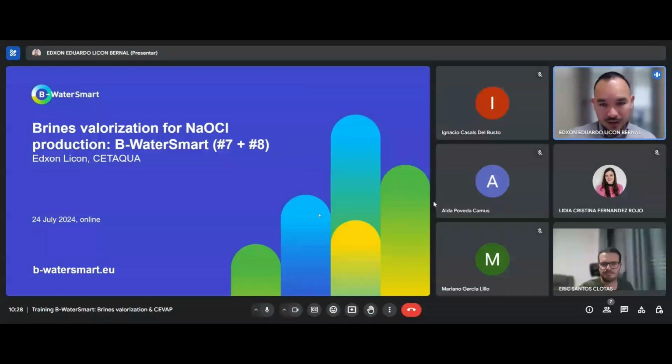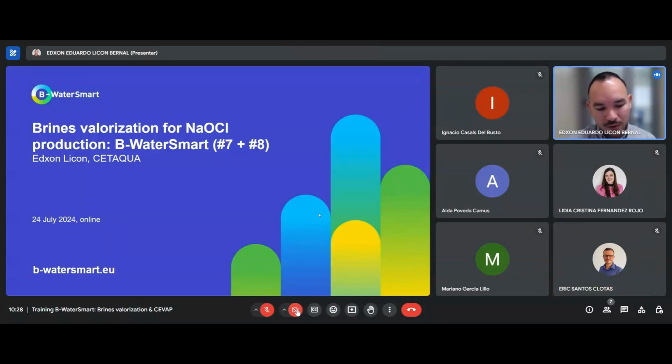Well, today I will try to explain a little bit what we have done and how we came to the conclusion of the operativity of the pilot plant installed in Rincon de Leon wastewater treatment plant in order to valorize brines and produce, well, several things. Water in one case, but one important asset in the cleaning and also in the disinfection section, which is the hypochlorite.